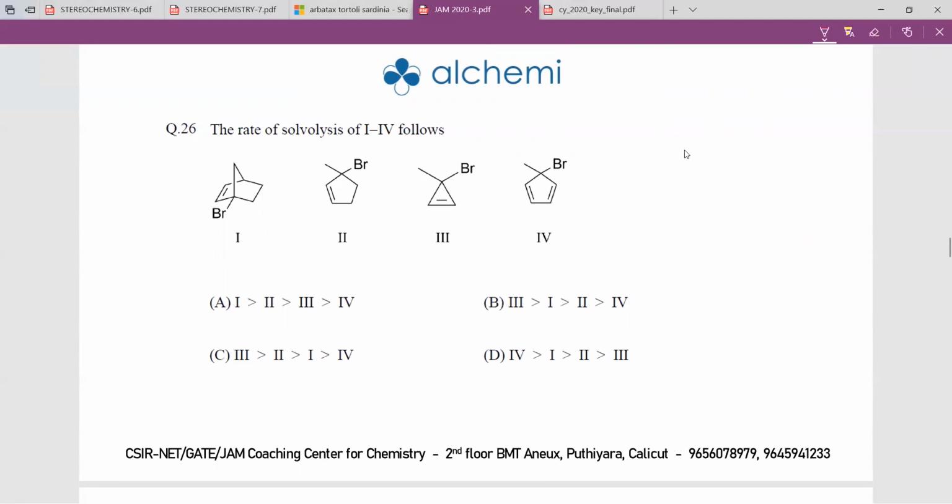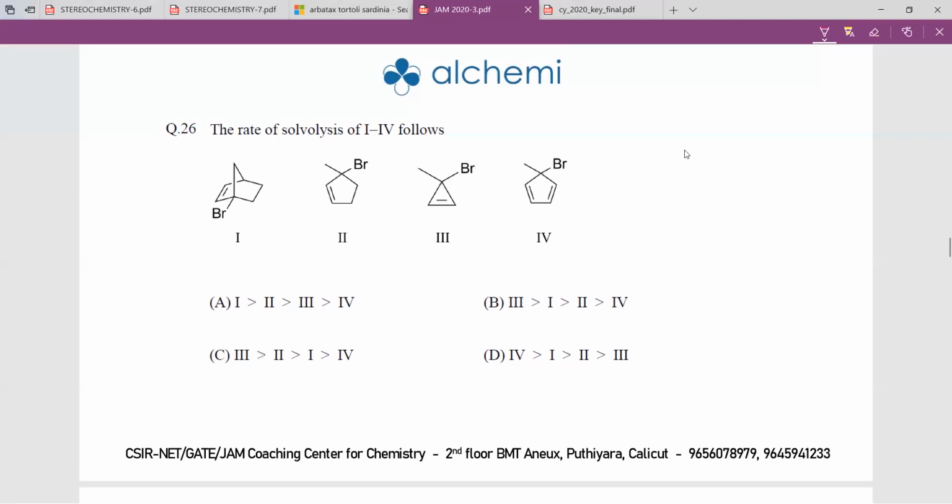You should arrange the molecules in the increasing order of the stability of carbocation. If stability of carbocation increases, then rate of solvolysis will be increased. The rate of solvolysis is directly proportional to the stability of carbocation. That is the idea. You should approach the problem like this.